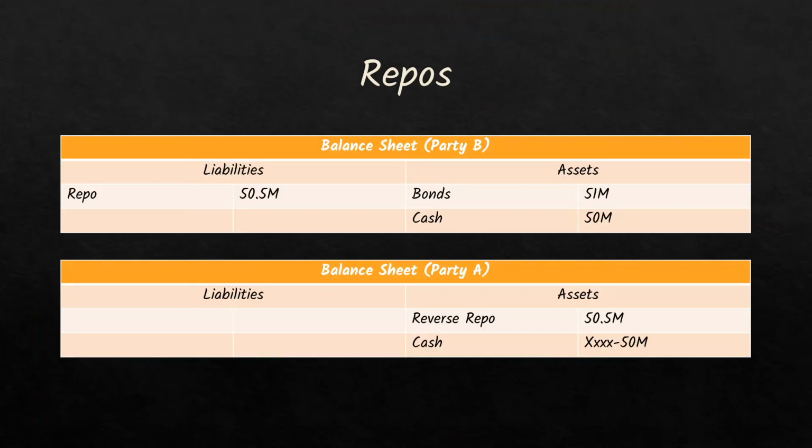So how does it look in the balance sheet? You have the bonds of 51 million. It will remain your asset. IFRS 9 says it will remain your asset. You got cash of 50 million, which is also your asset. But you also have a liability of 50.5 million that you need to pay. That liability is a repo.